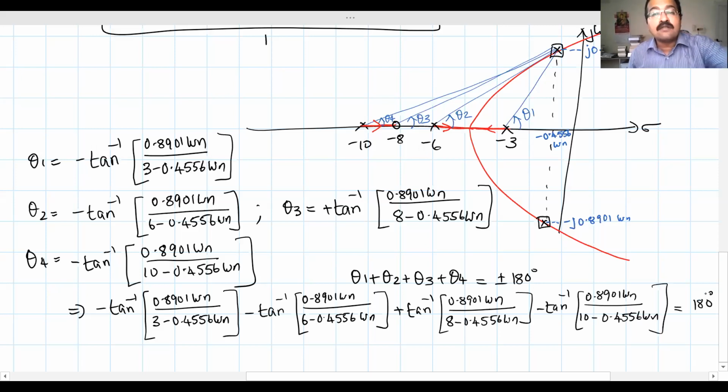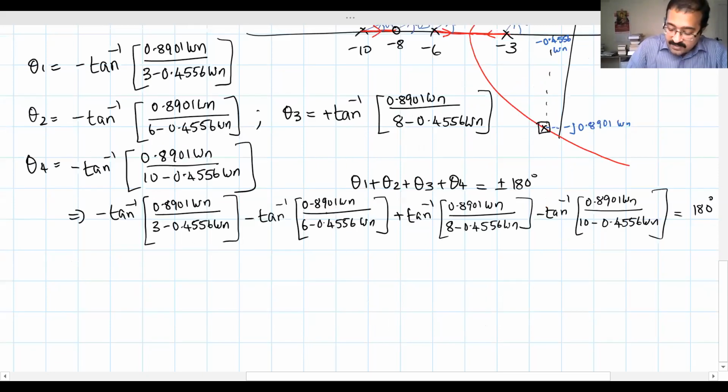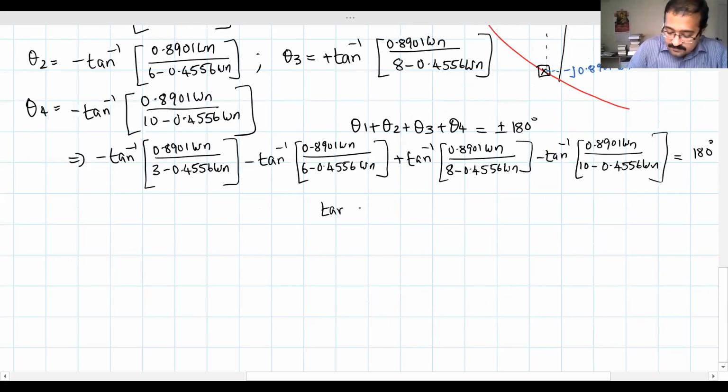Okay, so how will you solve this? Tan of A plus B plus C plus D. You can do that. I did it by hand, so you can also definitely do it by hand. No worries. If you solve this, you will get your omega n, which was the unknown value, as 11.886 radians per second.